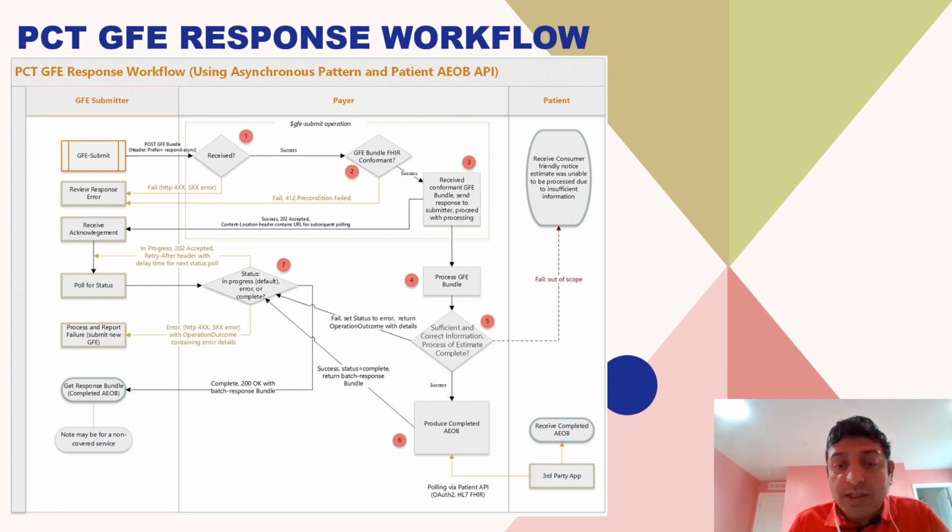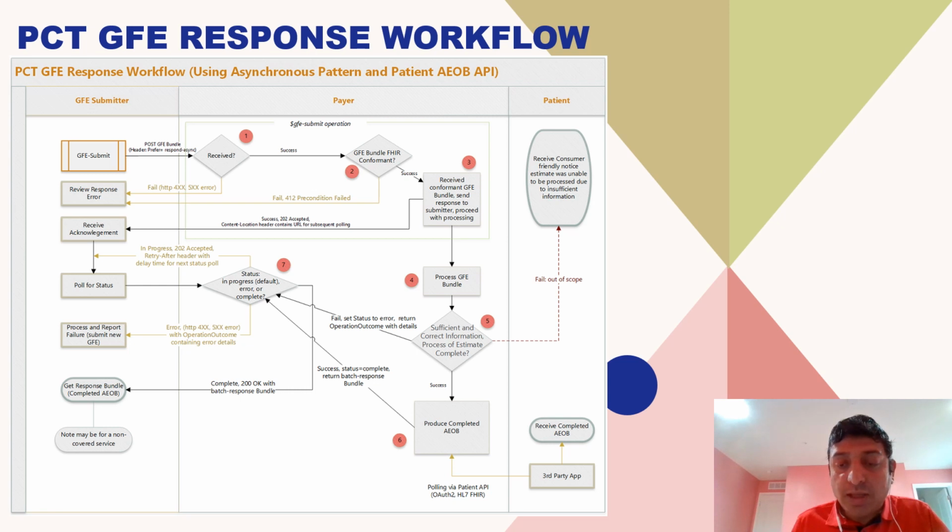Now, once the advance explanation of benefit is generated, it can be accessed by the member using the third-party app after successful authentication and authorization, and the member receives the advance explanation of benefit information using the third-party app. So in this particular workflow, the member is using the patient access API workflow where the member can access their medical or clinical information using a third-party app which is connected to a FHIR compliant platform.